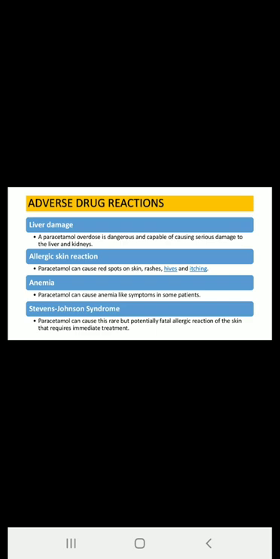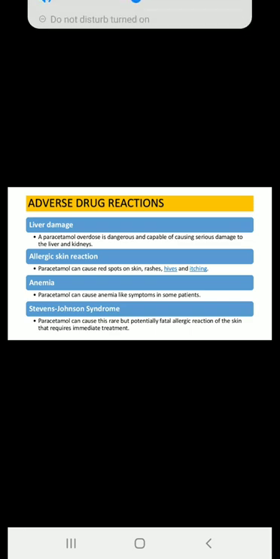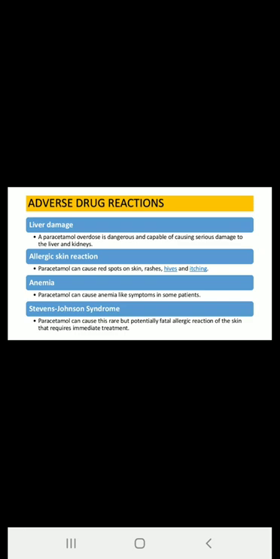A paracetamol overdose is dangerous and capable of causing serious damage to the liver and kidneys. What will happen if we administer paracetamol in a larger dose? That time it can cause serious side effects to our liver and kidneys. These both are metabolic organs, right? They handle the metabolism of any kind of drug and all the things. So it will cause serious complications with both these organs, liver and kidneys.